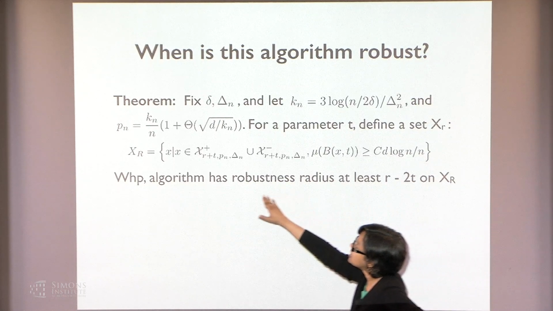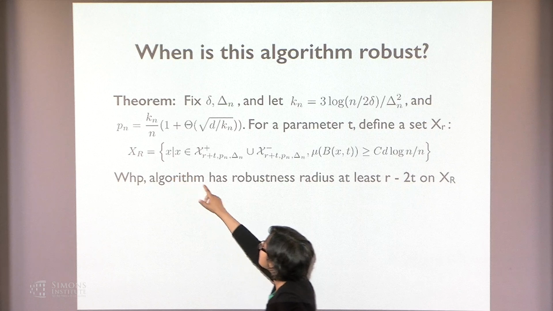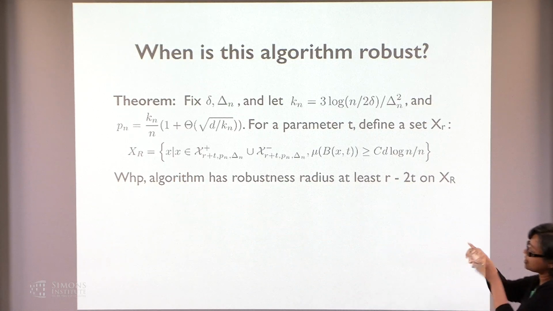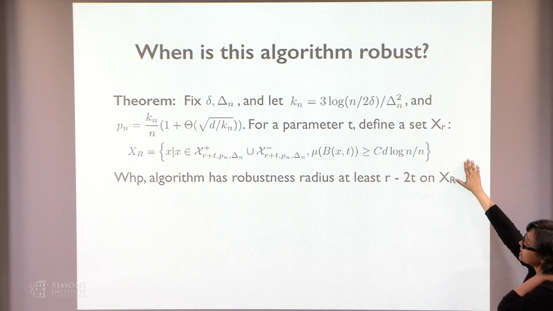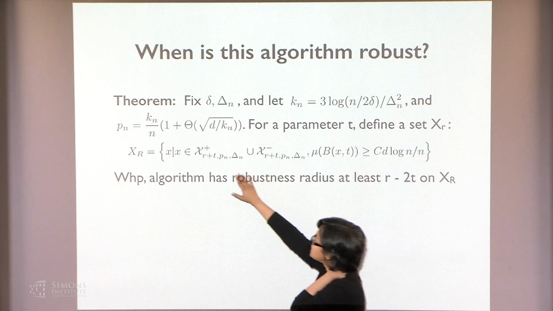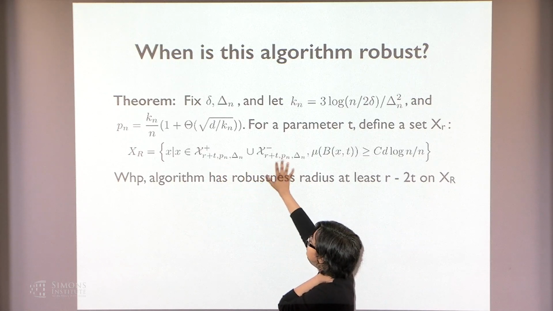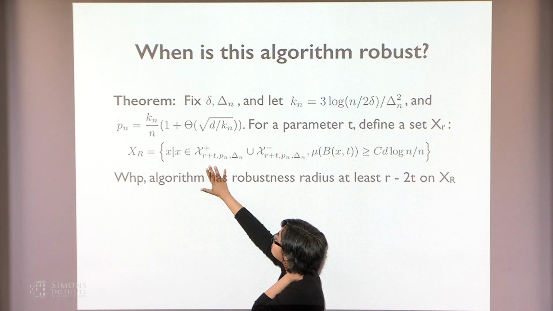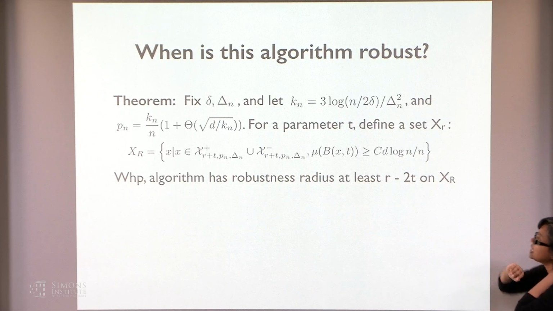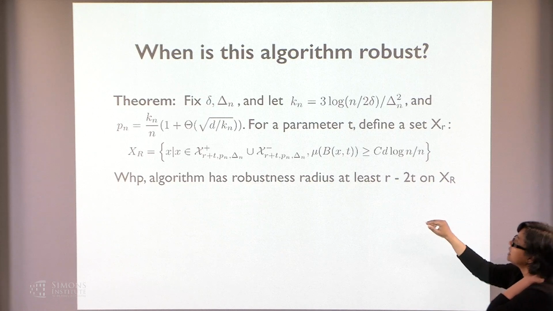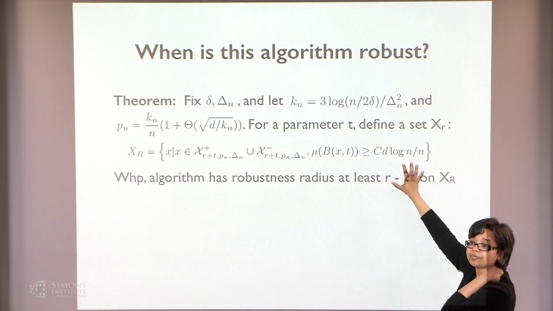And your p_n is k_n over n times 1 plus something like square root of d over k_n, right? So that's about your p_n. And then we are going to choose some parameter t, and define this set. This set is basically the r plus t interior: the interiors with parameters r plus t, p_n and delta_n, the union of the positive and the negative interiors, where the density is somewhat high, right?